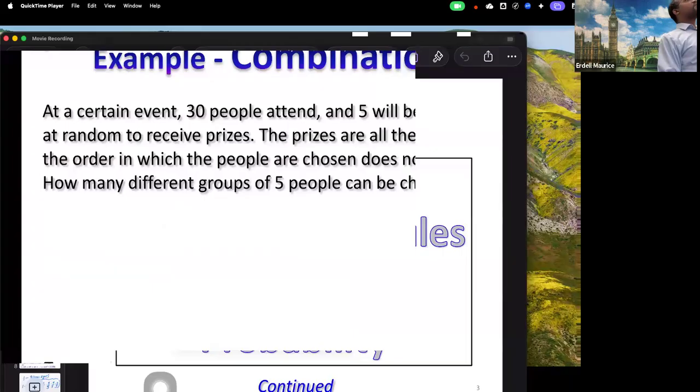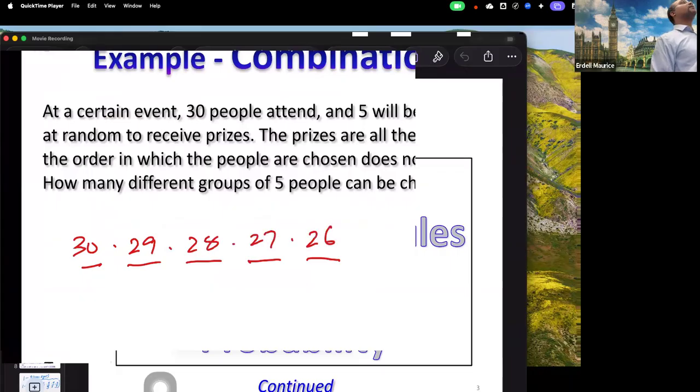So how many people are being chosen? 5 people. I forgot I gotta clear that first. 5 people are being chosen, so it's 1, 2, 3, 4, 5. What we do is we pretend like we're ordering the people. So it's going to be 30 multiplied by 29 multiplied by 28 multiplied by 27 multiplied by 26. Yes?